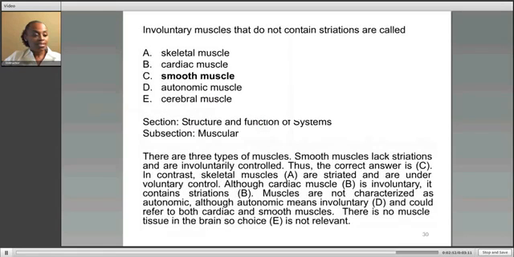So if we return to our question, we can now select the correct response. The question asked us to identify a type of involuntary muscle that does not contain striations. Based on those diagrams and the choices we've already eliminated, the correct response to the question is C. Smooth muscles are involuntary muscles that do not contain striations. And the correct response again is C.